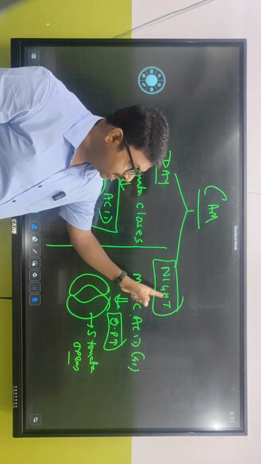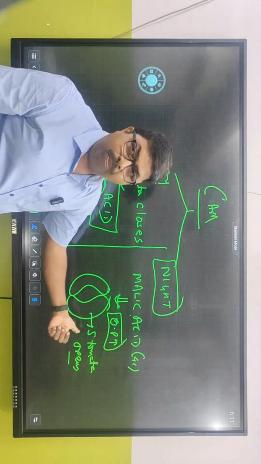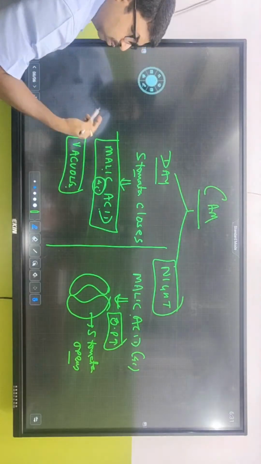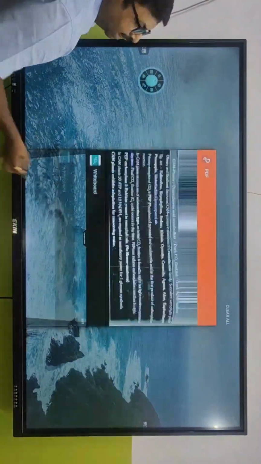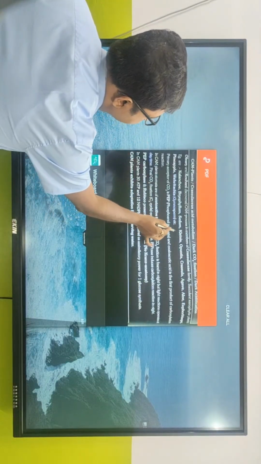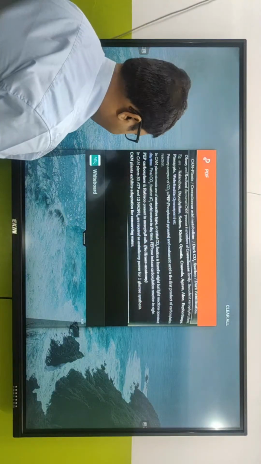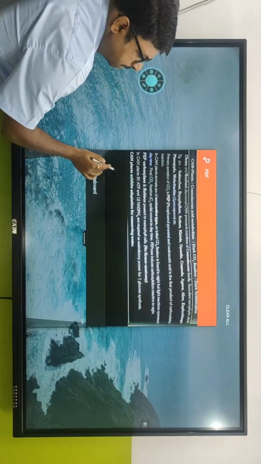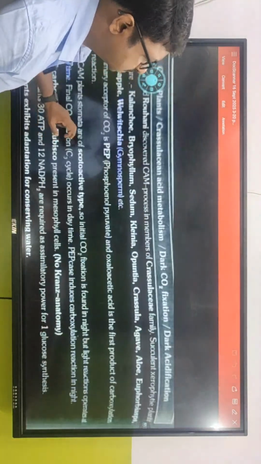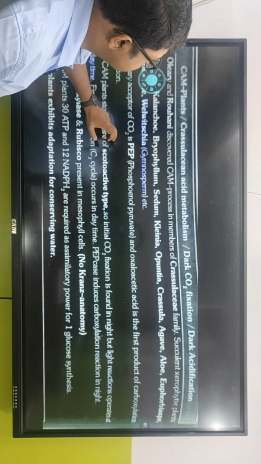During night the stomata open holo, এখানে during day the stomata get closed. This is what is in a CAM pathway. একটু দেখে নে CAM pathway. Just have a look. What happens in CAM pathway?